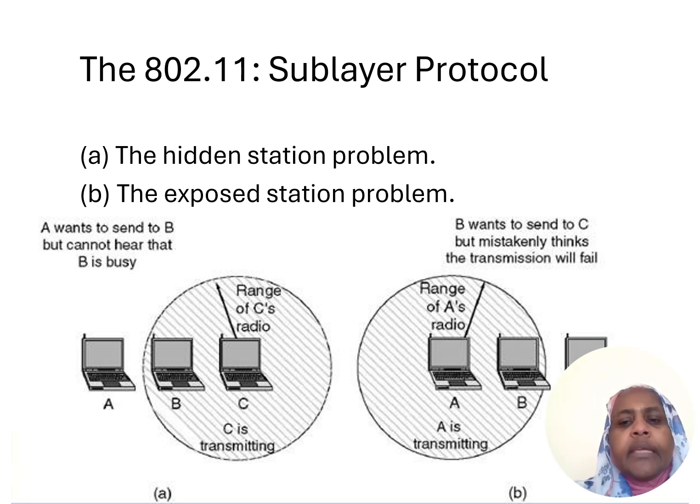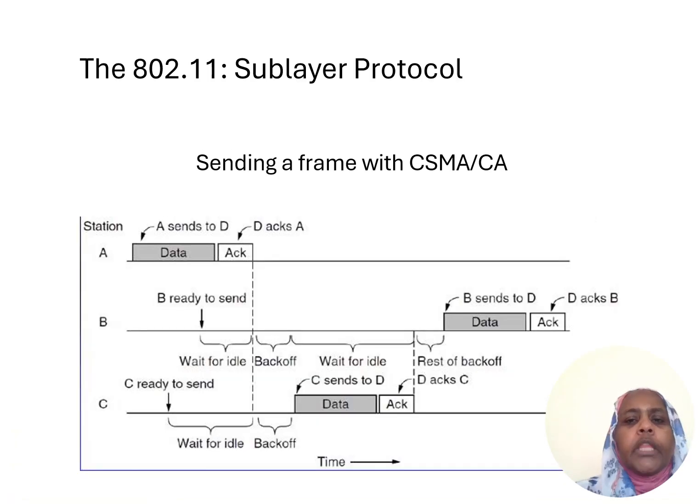In figure B, A can sense B, and when B is sending, A will falsely think that the medium is busy, so it will stop sending, and it will lose its chance to transmit. And this is what is known as the exposed station problem.